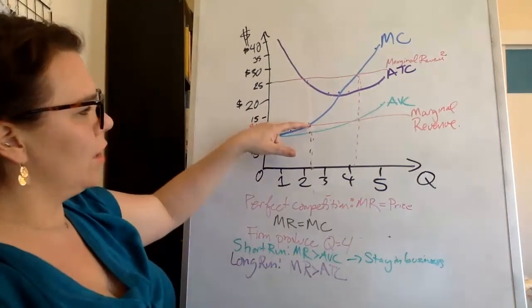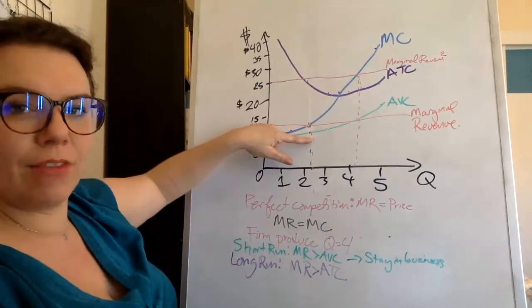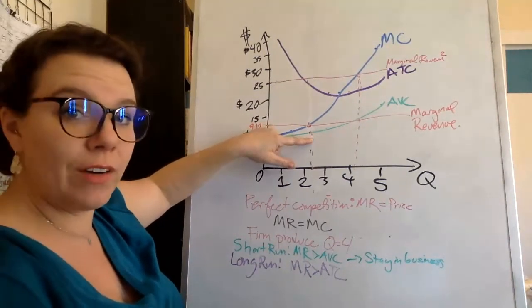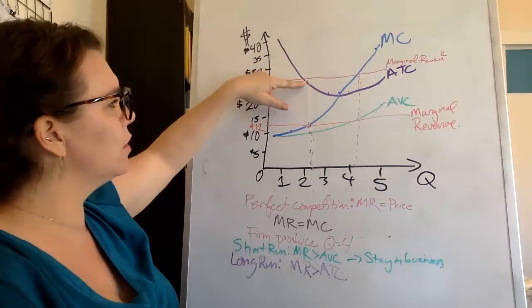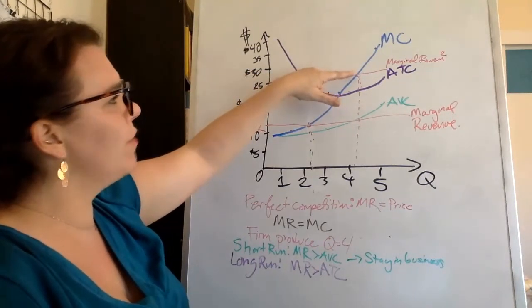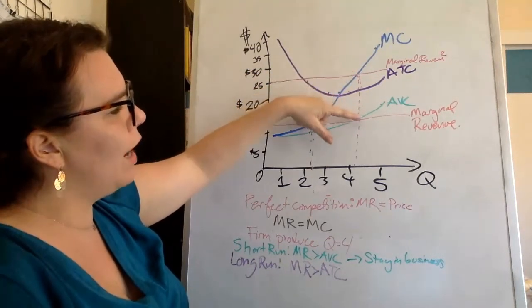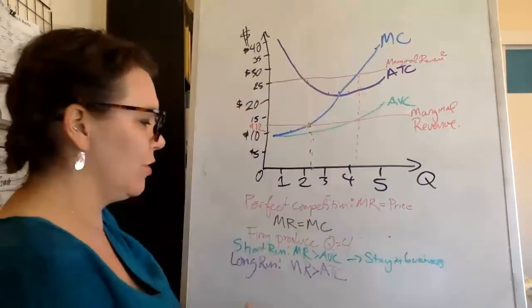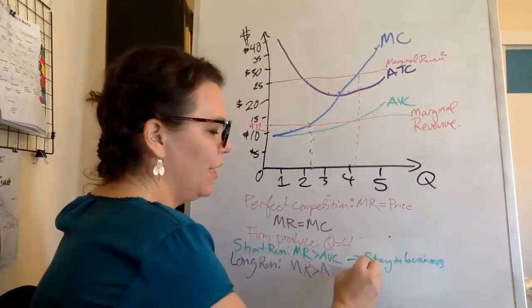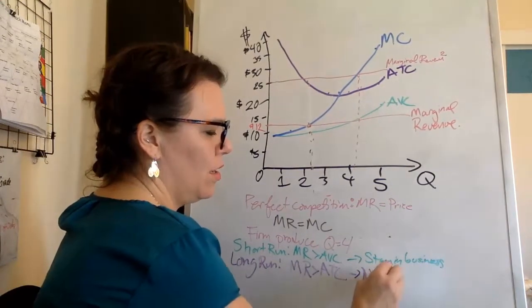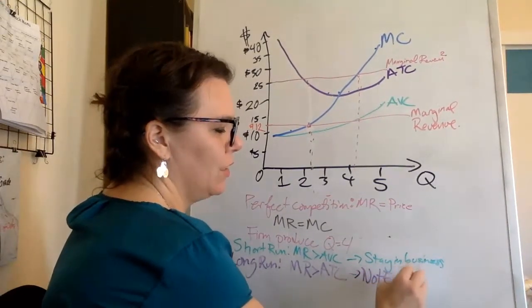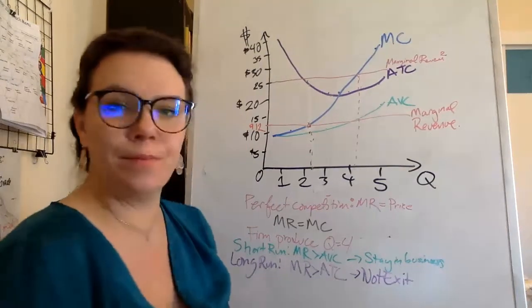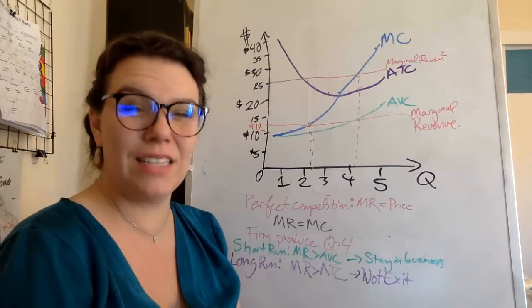At $12, we were beating average variable cost, right? We were covering our variable costs, but we couldn't cover our total costs. Now, at a price of $25, we are higher than our average variable cost curve and higher than our average total cost curve. So we would not exit the market. We would stay in business in the long run. Does that kind of make sense?